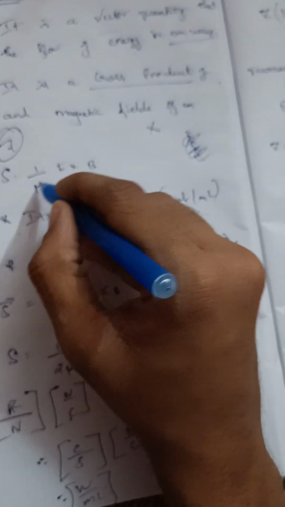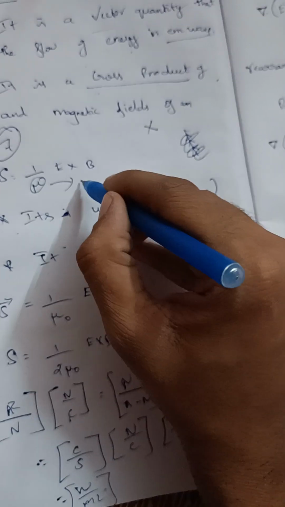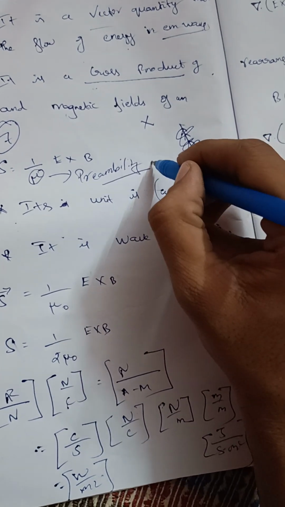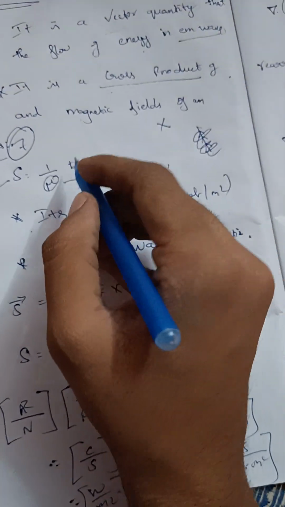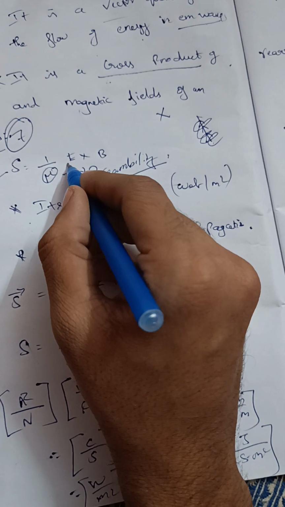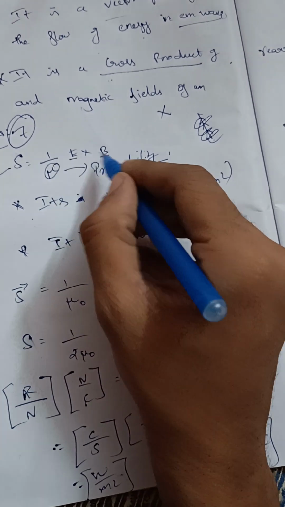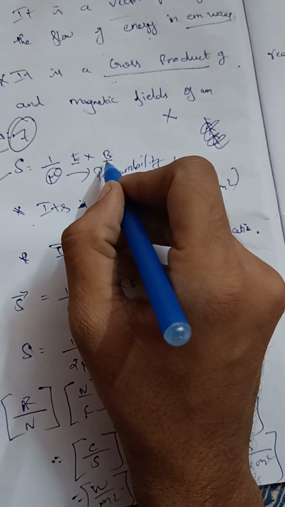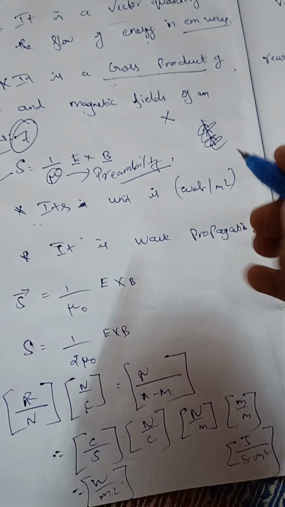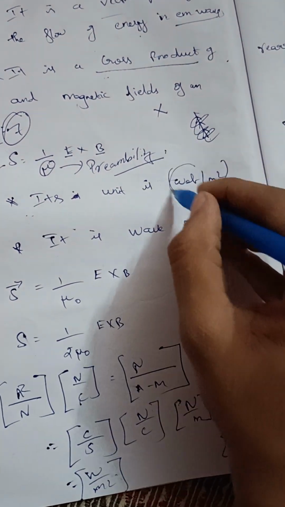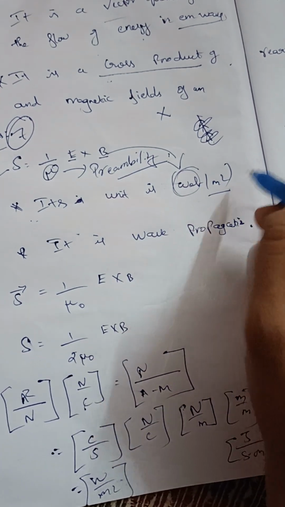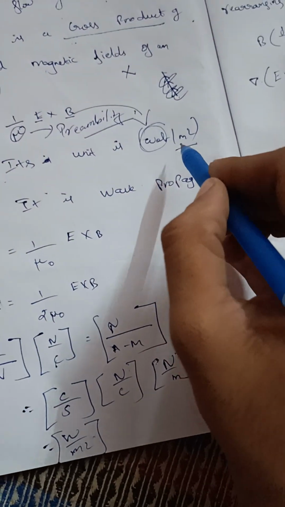So S is equal to 1 by mu, where mu is the permeability. From the previous explanation, we know that E is the electric field and B is the magnetic field. The unit, obviously, is Weber per meter square, since we have the magnetic field. So we take Weber and meter square, and when we talk about the length, we take meter square.